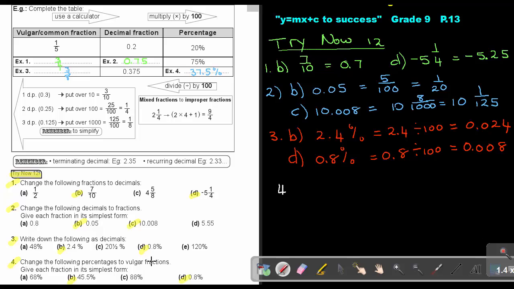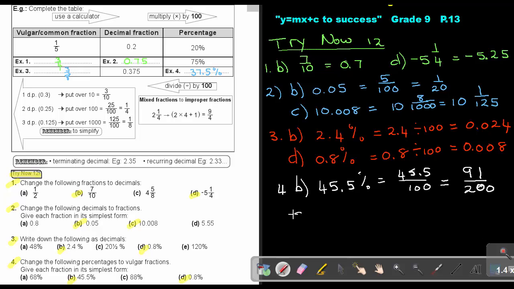Okay, and then the next one, number 4. Change the following percentages to vulgar fractions. So you will go now from percentage to a vulgar fraction. You will first divide by 100, and then you will use this method to go to the vulgar fraction. Okay, so let's look at number 4b. It's 45.5%. So if I divide it by 100, first we're going to say 45.5 over 100. And if I simplify, you can even use a calculator, ab/c. Your final answer will be 91 over 200. That's your final answer there.